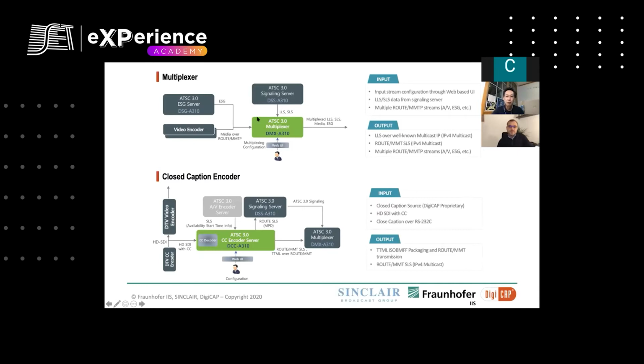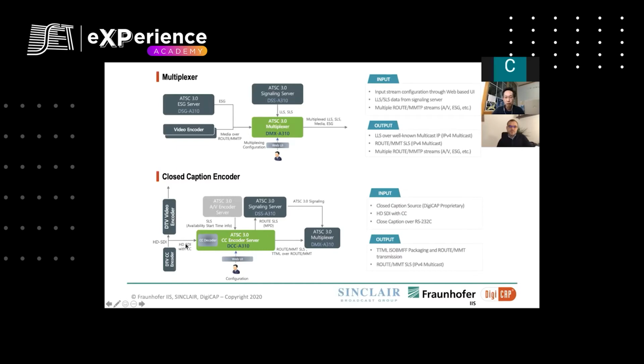So what the multiplexer's job is, they're combining all different protocol sources in the MMT and media, the ROUTE and media sources, LLS and SLS signaling data, and then combining it into the broadcast scheduler. This one is a closed caption.